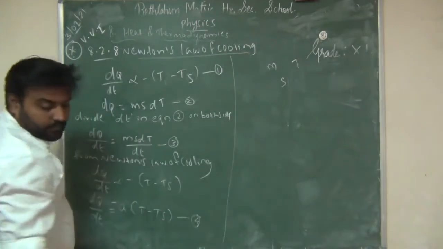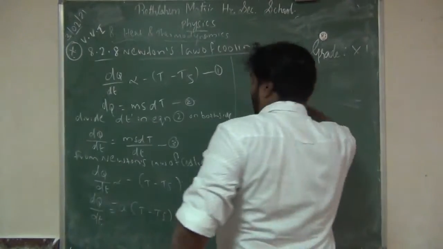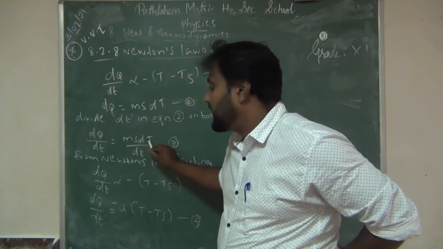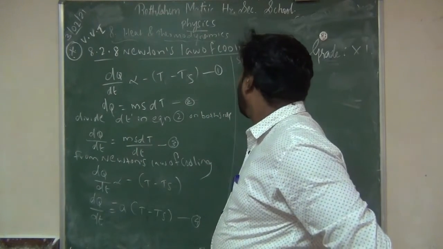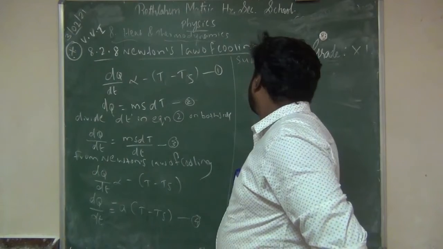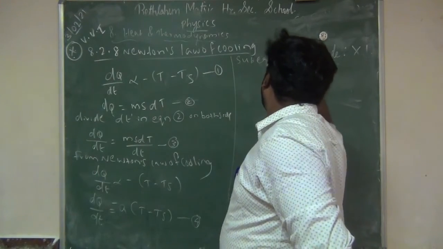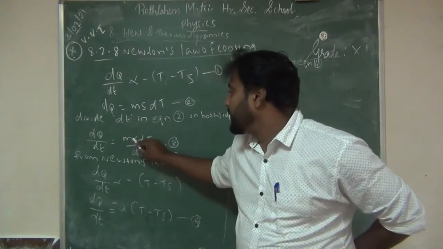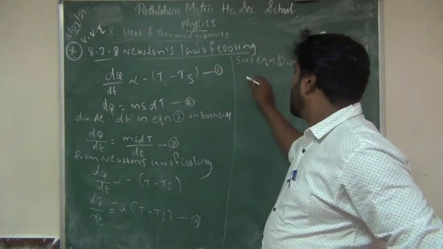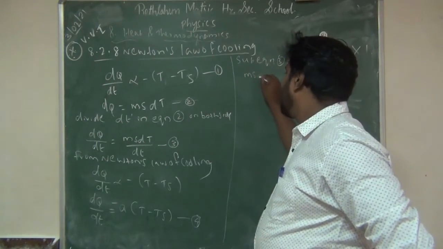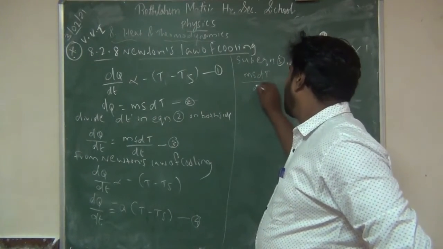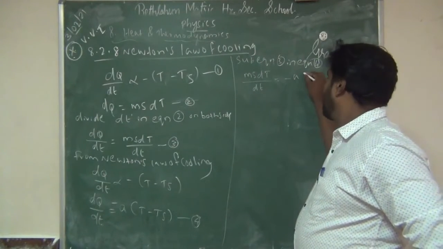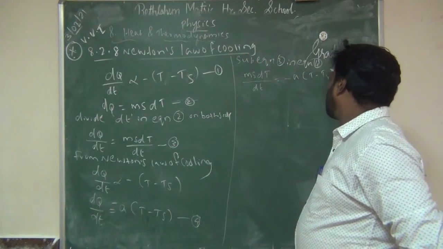Now the next step: dQ by dt value is m s dT by dt. So substitute equation 3 in equation 4. Instead of dQ by dt, we can substitute m s dT by dt. So m s dT by dt is equal to minus A into T minus Ts.